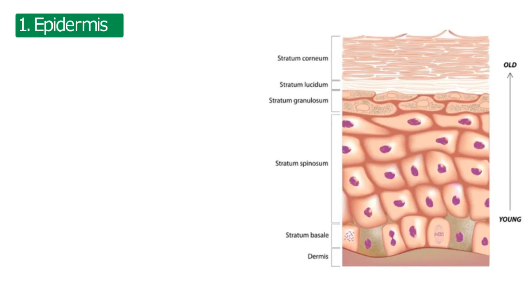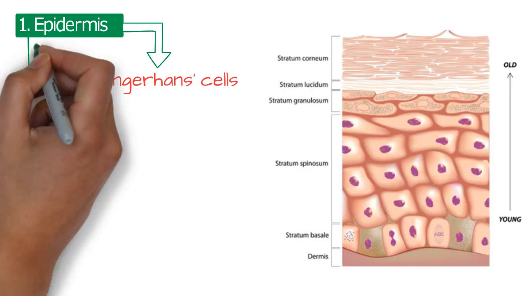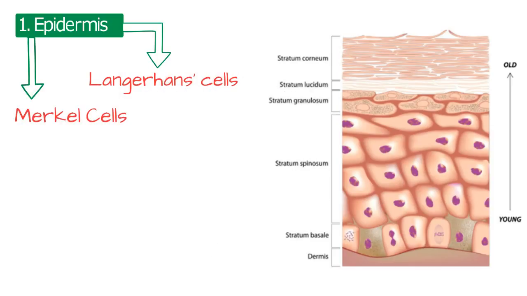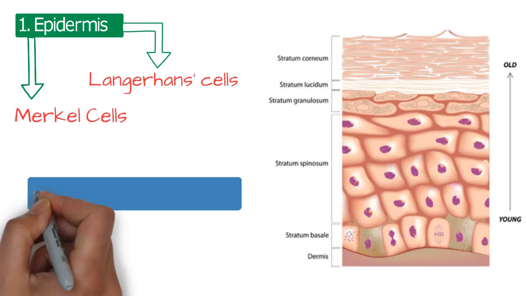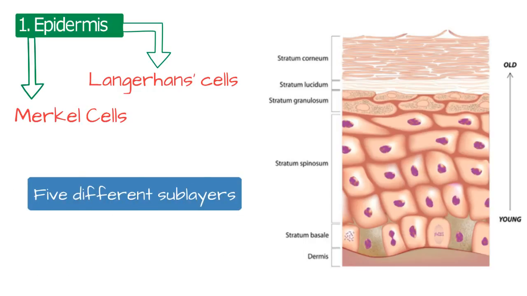Epidermis. Important cells in the epidermis include the Langerhans cells, important immune cells, Merkel cells, sensory receptors, parts of sensory nerve cells, and melanocytes, cells that make the pigment known as melanin. There are 5 different sublayers of the epidermis that slough off and are rebuilt on a regular basis as the body goes through the everyday stresses on the skin.